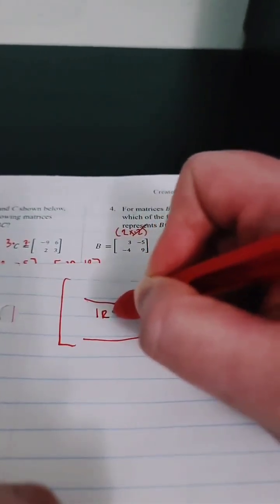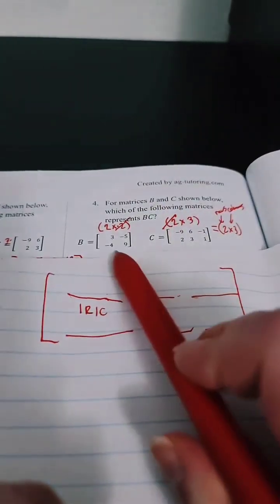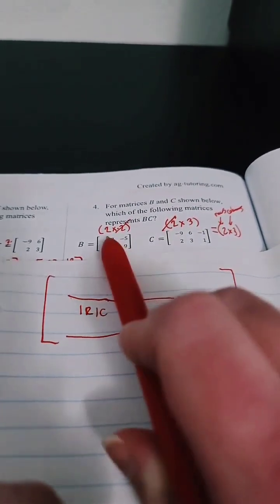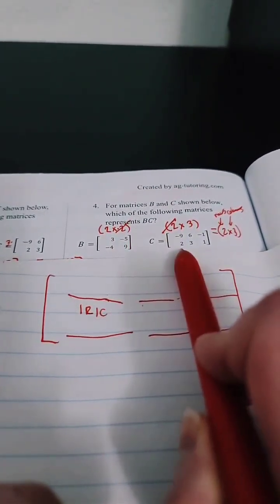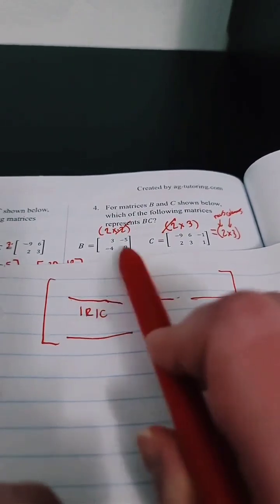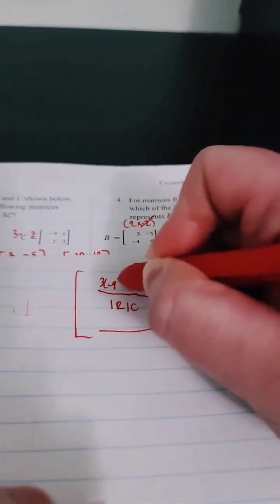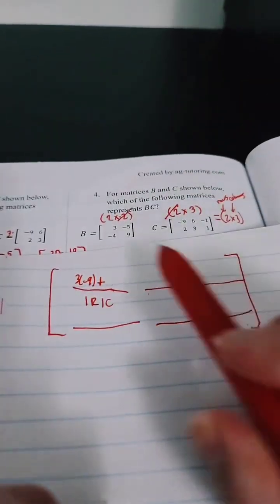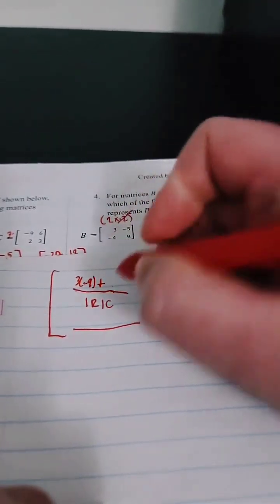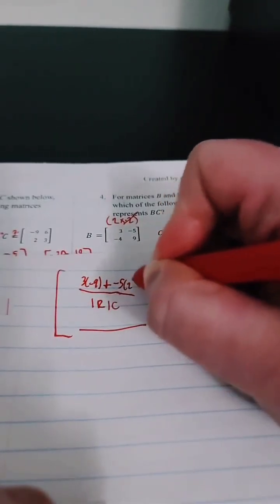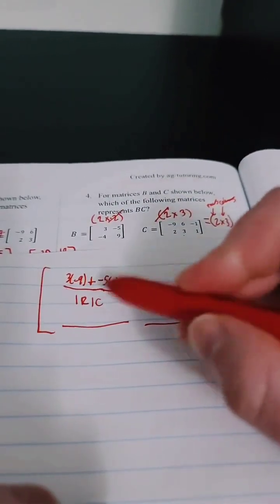This space is in the first row, first column. So that's what you're multiplying, basically. You're multiplying the first row times the first column because of the position here. So it would be the first row, 3 and negative 5, times these numbers right here. So it would be 3 times negative 9, and then you just add it to negative 5 times 2. And that's going to be what goes there.